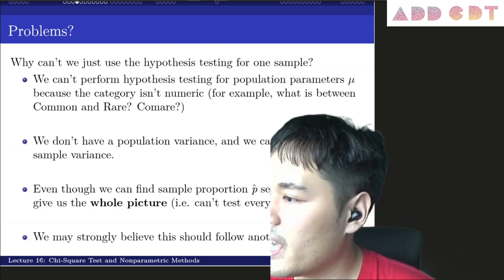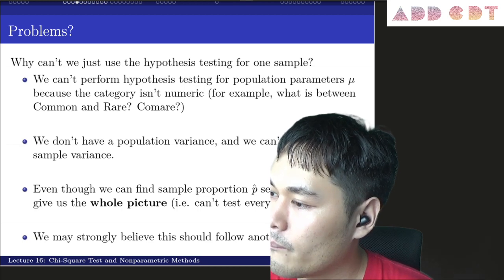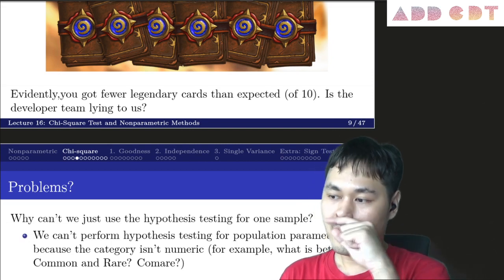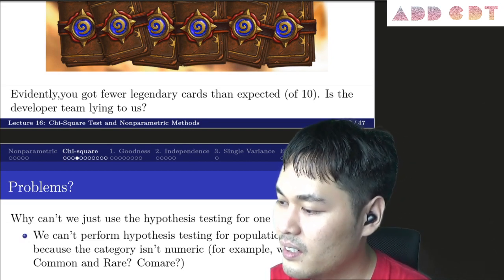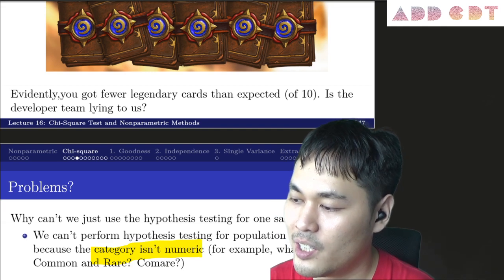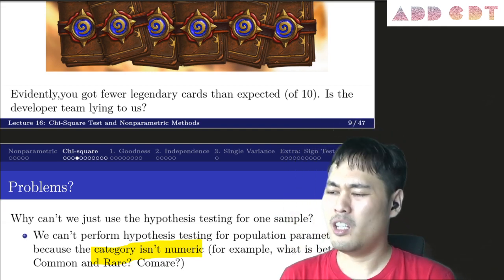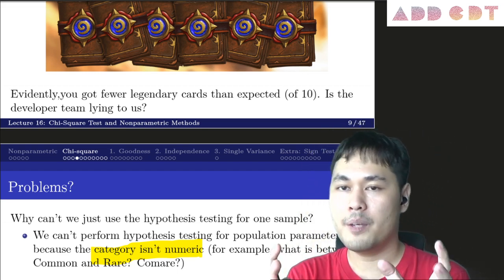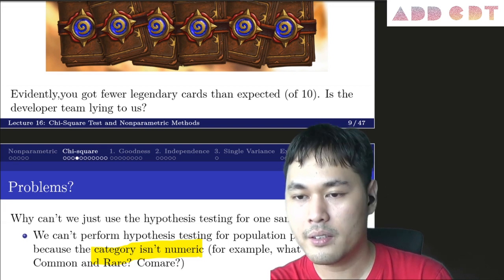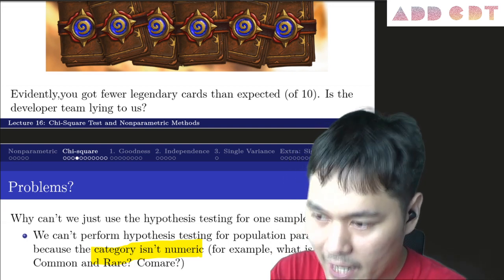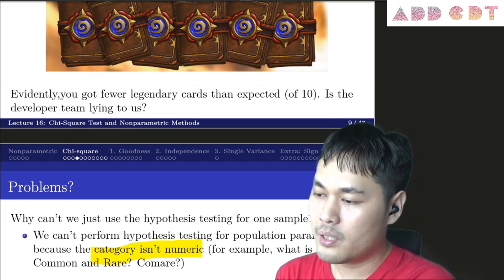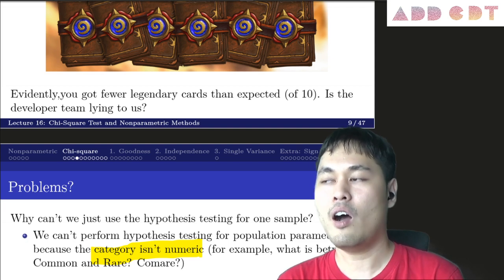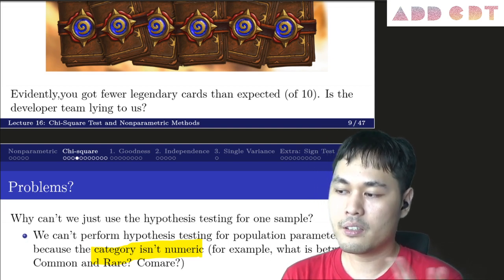What are the problems? The first problem is that the category is not numeric. I think it should be numerical, but anyway. Why? Because we now have 4 different buckets. We have a bucket with common cards, a bucket with rare cards, another bucket with epic cards, and a bucket with legendary cards. So how can you get a single number out of these 4 buckets?